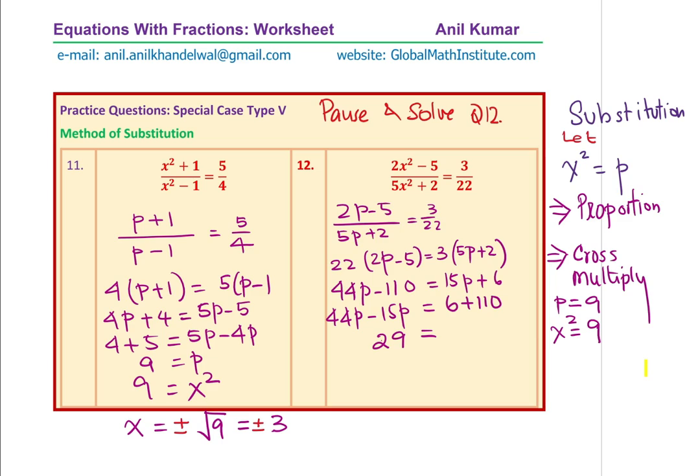And we have here 116p. So that is what you get. Now, you can divide 116 by 29. What do you get?